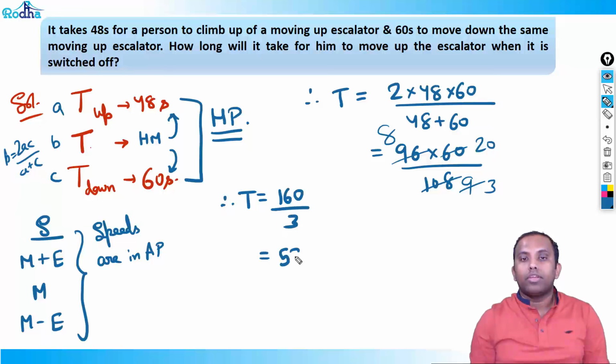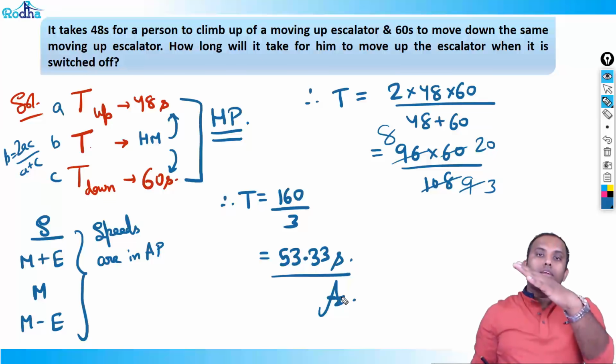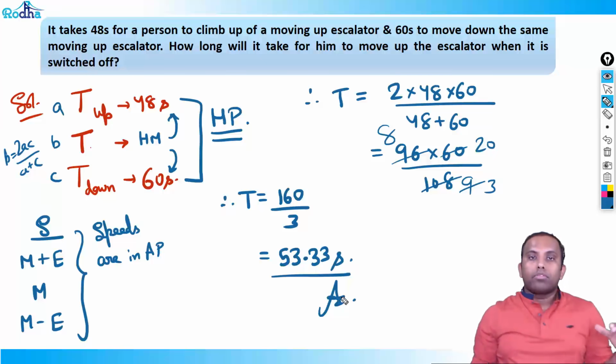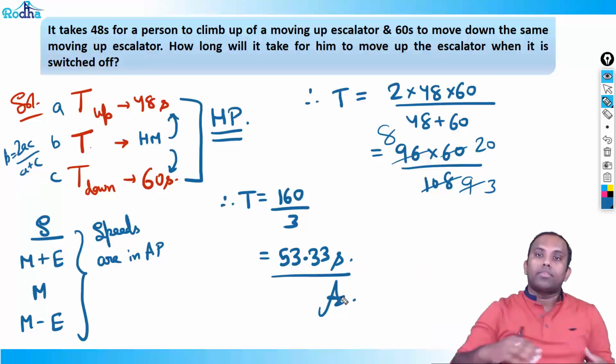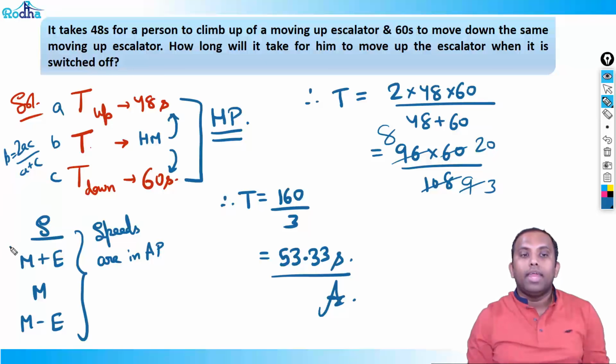That is 53.33 seconds. That is the answer for this absolutely super question, and a brilliant concept. When the man is going up on the escalator, when it is switched off, and when the man is going down the same escalator while it is moving upward, all these three effective speeds are in AP.